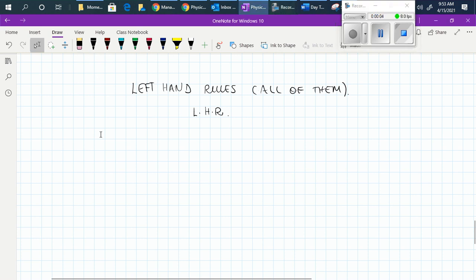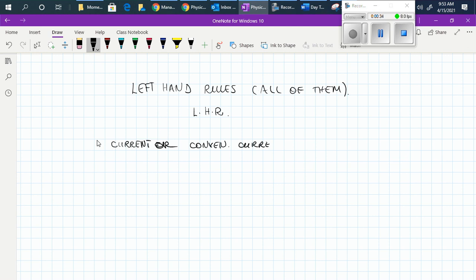So today, or now, we will talk about the left-hand rules. In total, there are 3 rules that we will discuss. Before we move to what the rules are and how we can apply them, I just want to clarify that when we are talking about the current, the direction of the current, or the conventional current, what we are identifying is the direction of the positive charge.